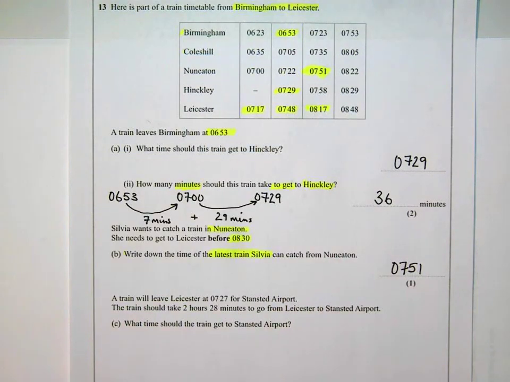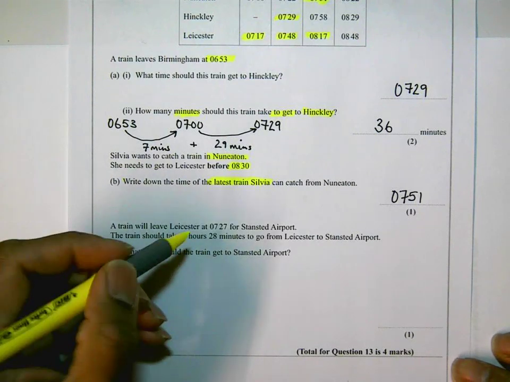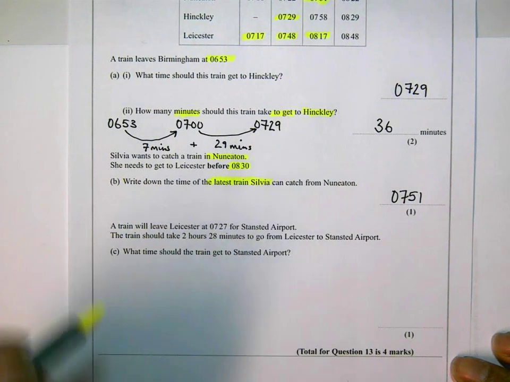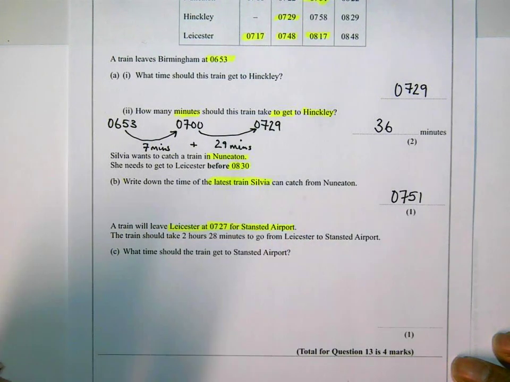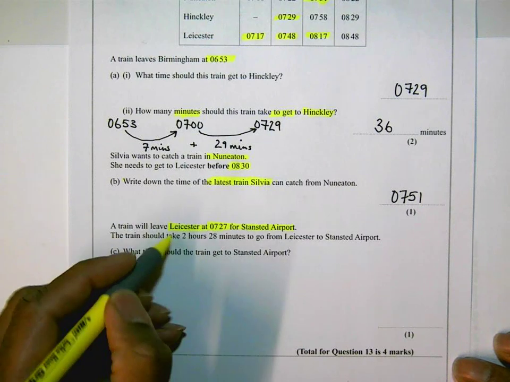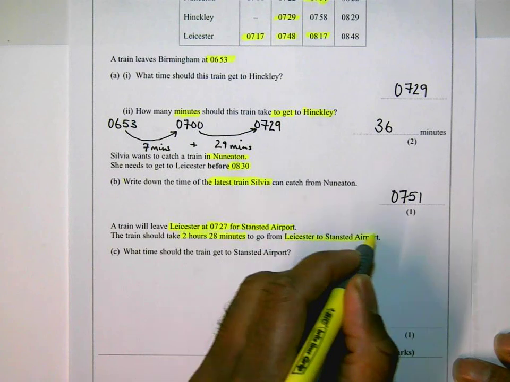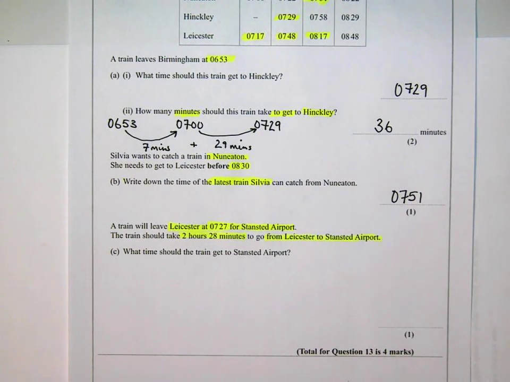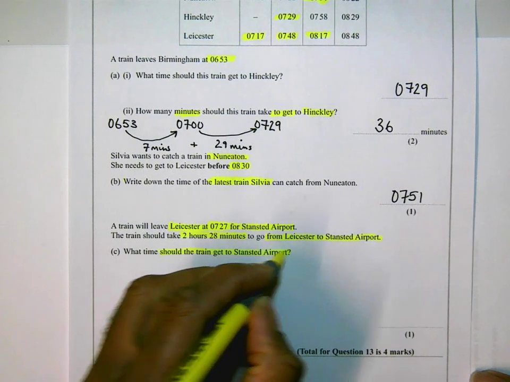Okay, we're on part C now. Reading the question, it says, a train will leave Leicester at 07:27 for Stansted Airport. So this is not relating to the table up there. They've given you this information. The train should take 2 hours and 28 minutes to go from Leicester to Stansted Airport. The question is, what time should the train get to Stansted Airport?